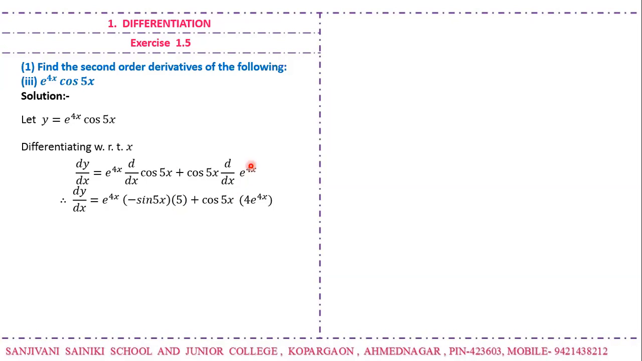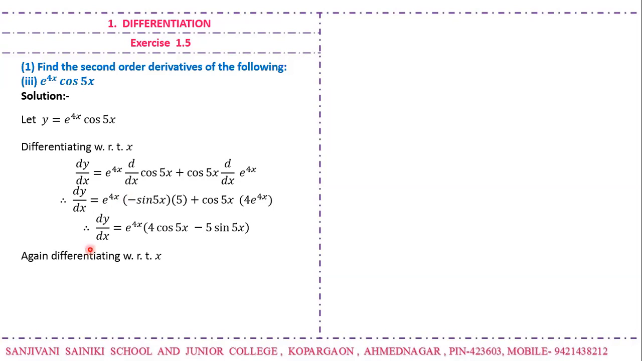Similarly, e raised to f of x, its derivative is e raised to f of x into f dash of x. So f dash of x means derivative of 4x is 4. So 4 e raised to f of x. I take e raised to 4x common. Then what you get? 4 cos 5x minus 5 sin 5x.